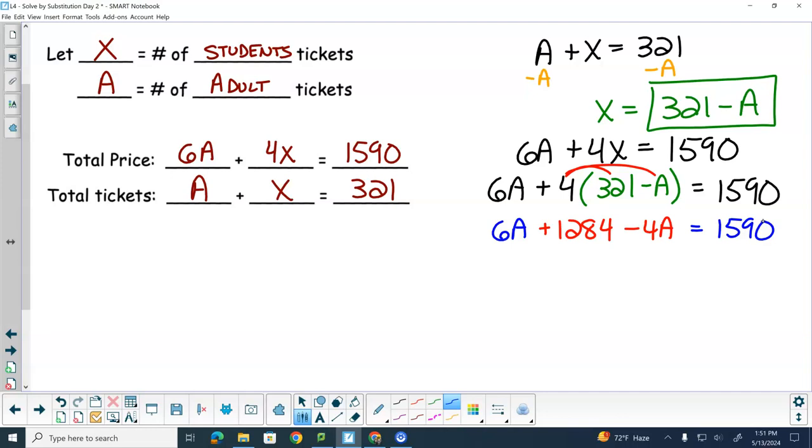Okay, what's next? John, over to you. The a's, we can combine them into what? 2a, yep. Carry everything else down. Plus 1,284 equals 1,590.